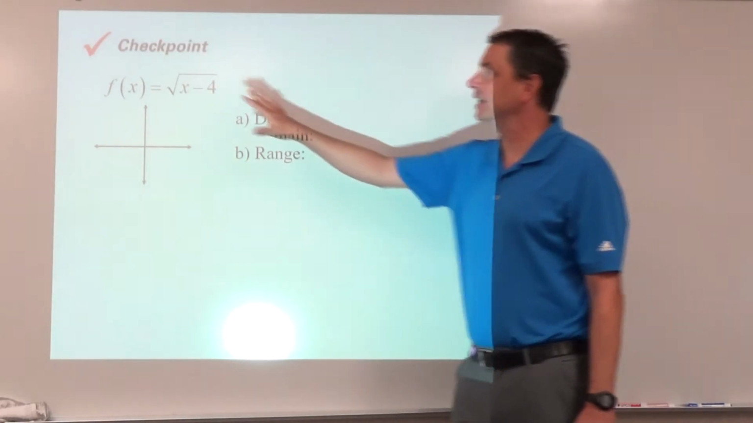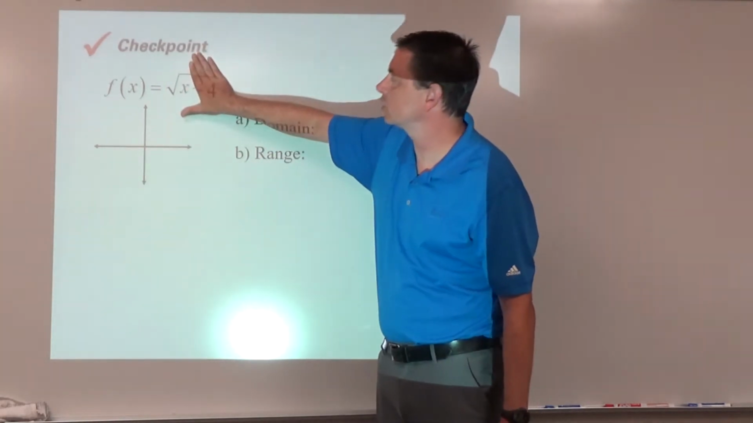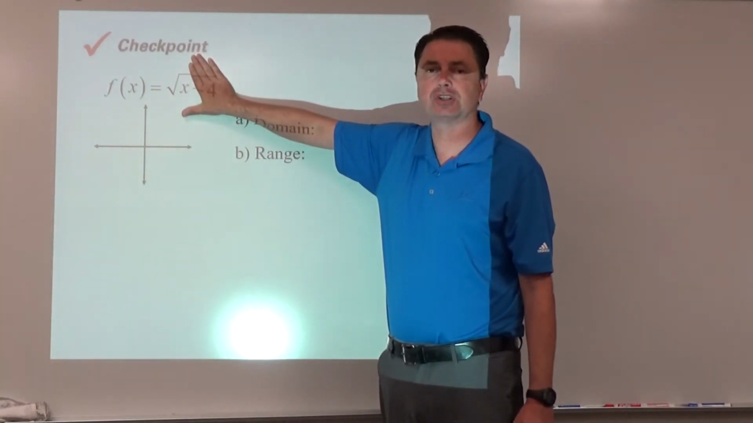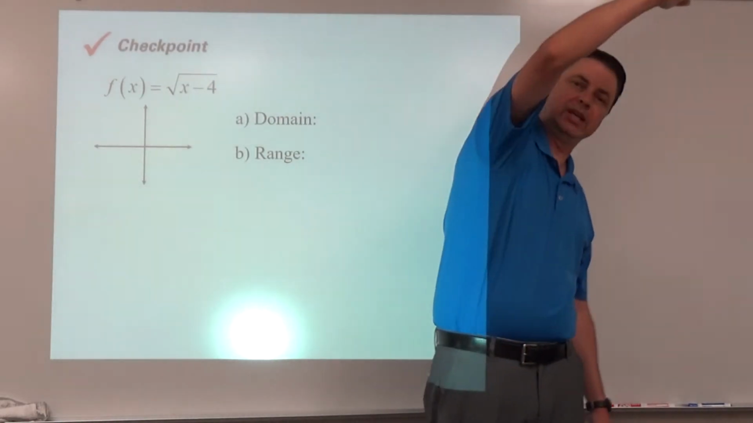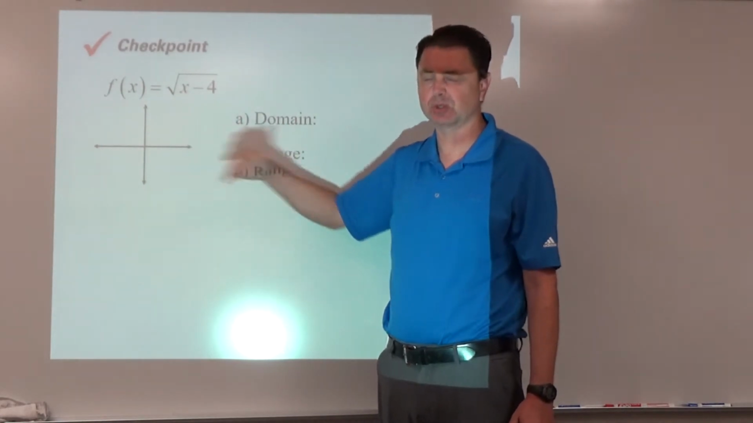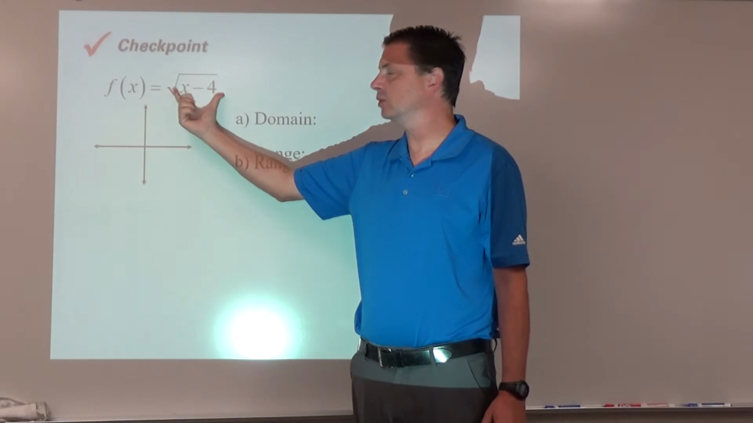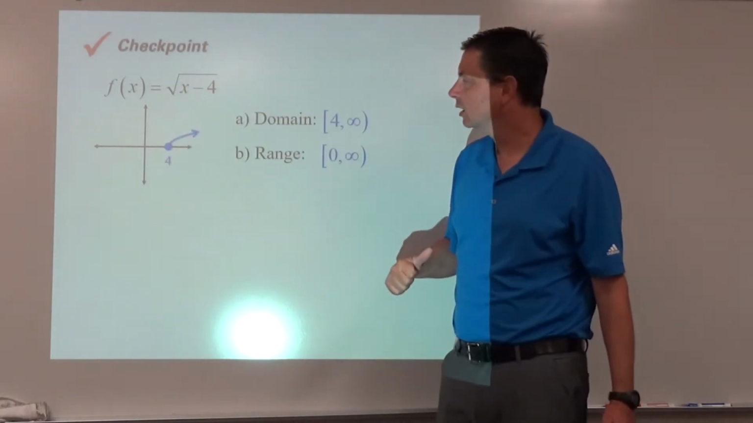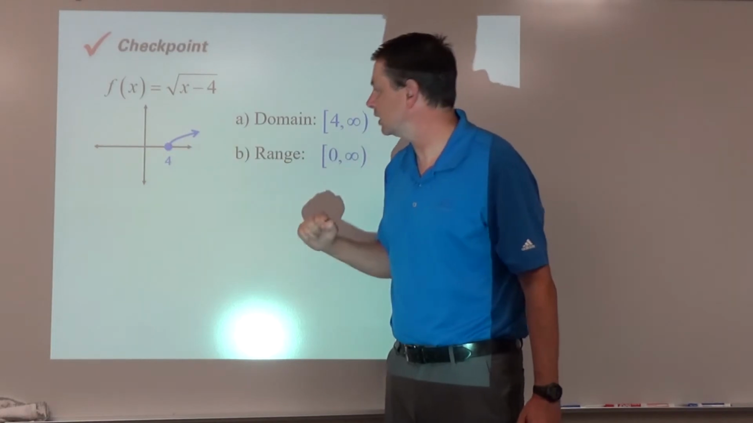All right, it might help us to think and create a graph for this if we think in terms of a parent function, the square root of x, which starts at the origin, kind of bends this way. And then if we think in terms of translations, which we'll also re-emphasize later in the course, this would mean shift right 4. So we could think of our graph starting here at 4, kind of going like that.